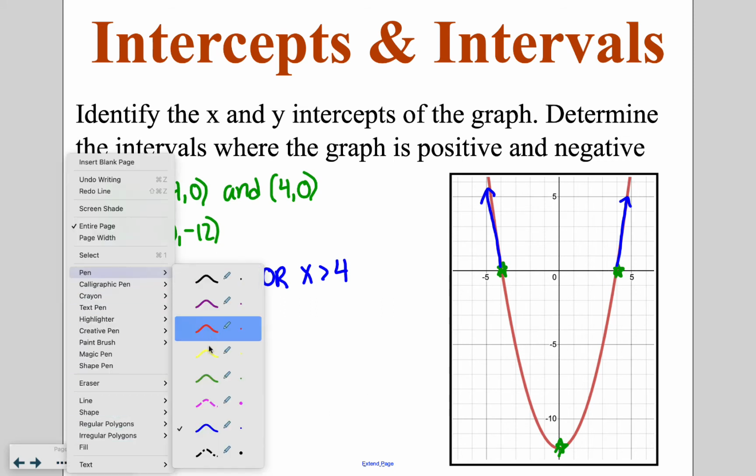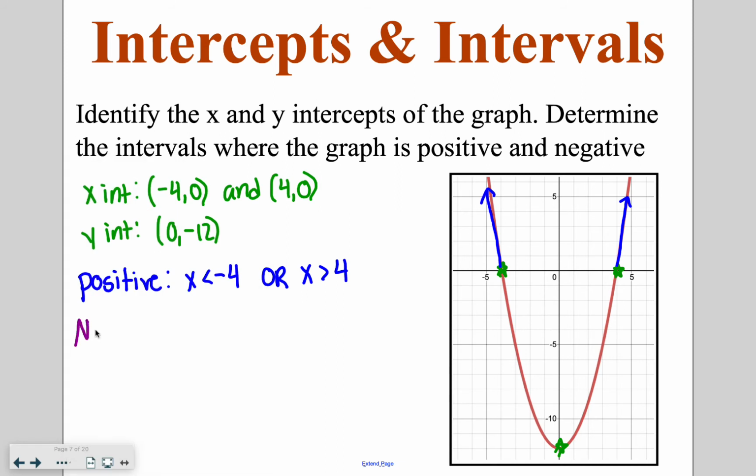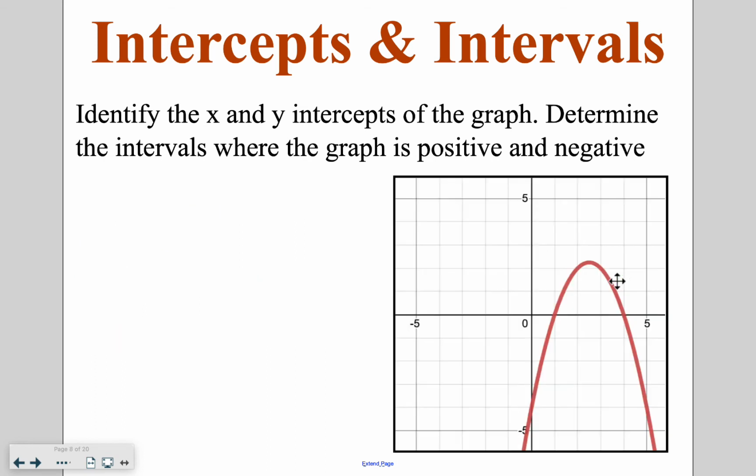The negative part then is what lies in between. So when we do this, we're going to write it as a compound inequality. So we start at -4, which is our smallest value, go through all of the values that we possibly can, and then end up at 4. So this whole section of the graph is in the negative part of the graph. Go ahead and try this one on your own.